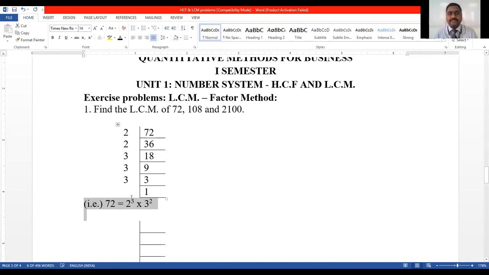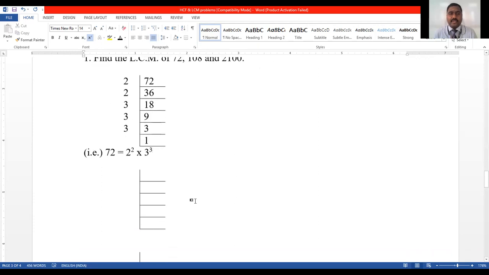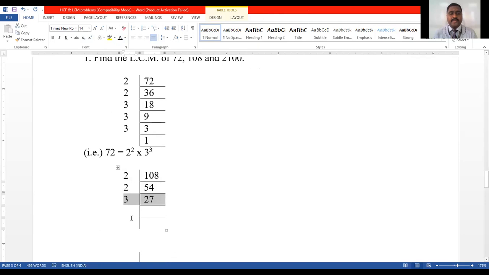Right? 2 into 2 into 3 into 3 into 3, that means you have 2 power 2, and then you have 3 power 3. Right? We got it. Now, what is the second value? 108, right? So again, 108 you can divide by 2. You will get 54. Again, you can divide 54 by 2, you will get 27.